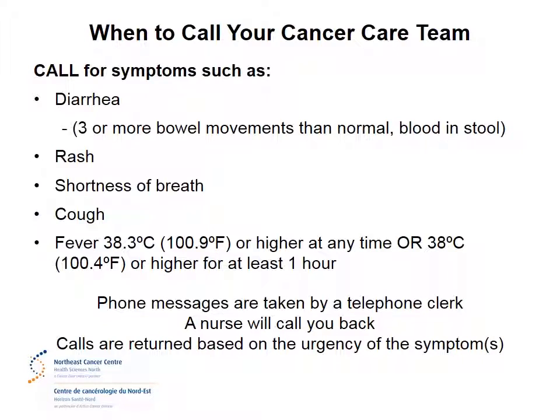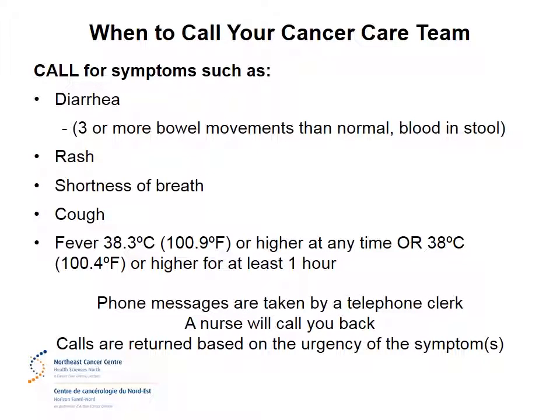Call your cancer care team for symptoms such as diarrhea, 3 or more bowel movements than normal, blood in the stool, rash, shortness of breath, cough, fever of 38.3 degrees Celsius or higher at any time, or 38 degrees Celsius or higher for at least 1 hour. Remember, if you have a fever, go to the emergency room first and notify your cancer care team afterwards.